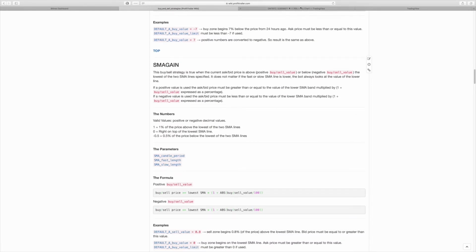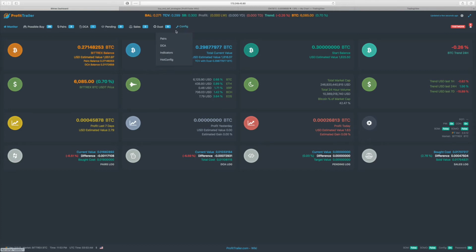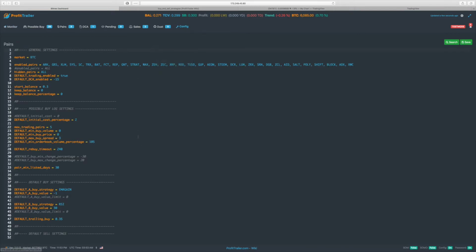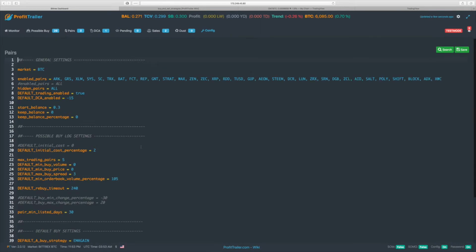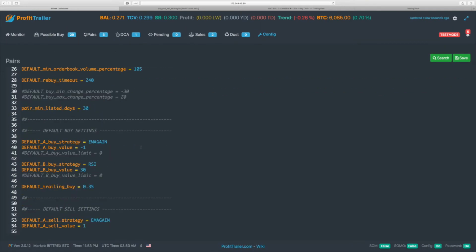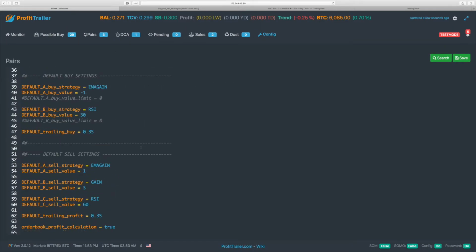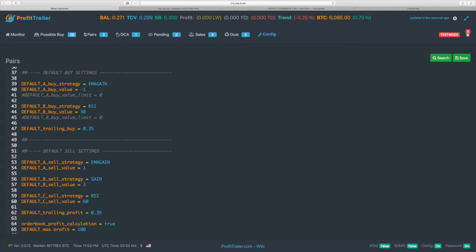So now we understand what these are supposed to do with ProfitTrailer. Let's go ahead and take a look at how we set them up in your config files. We're going to start with the pairs. And right now, I'm going to zoom in so we can see what we're doing here. On my default buy settings, right now I'm using EMA gain here as an example because I know EMA gain is a lot more popular than SMA gain, so I'm just going to stick to that for my examples here on my test bot on Bittrex. So my default A buy strategy I have set as EMA gain, just like this. I have my default A buy value.